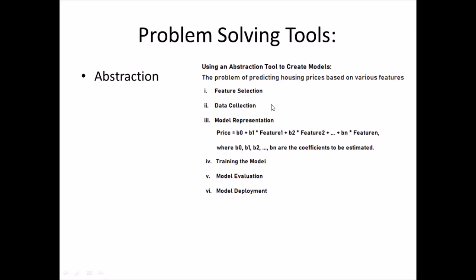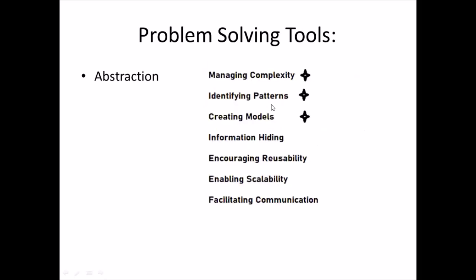Summarizing this, creating models through abstraction allows us to represent complex real-world problems, just like the pricing we just talked about, in a simplified and mathematical form. These models provide a structured framework for analyzing and solving problems, making predictions, and supporting decision-making processes. That takes us, having looked at the three types, to the next type of abstraction, which is information hiding.